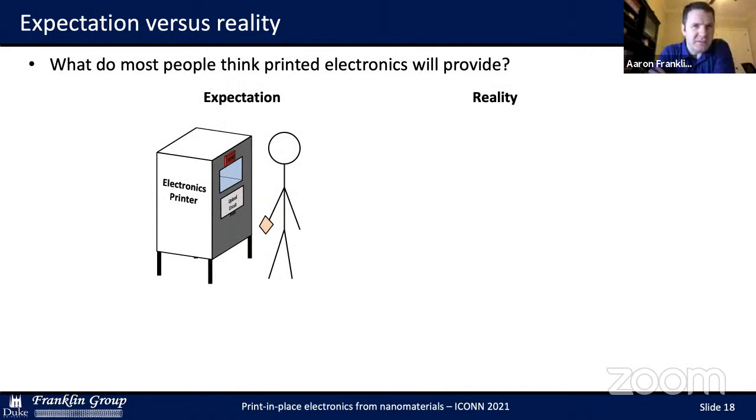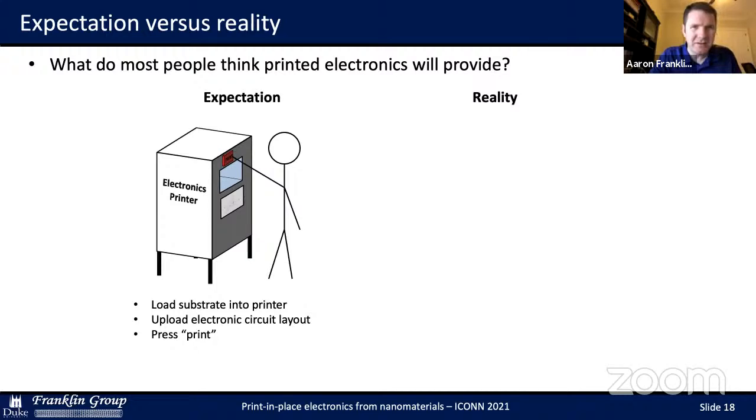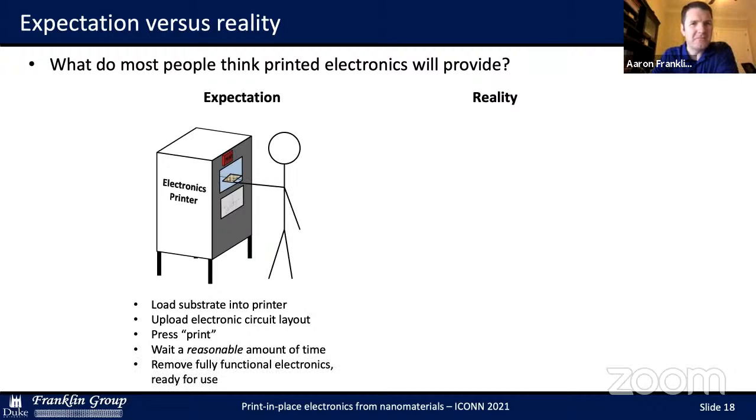I'll skip by this for the sake of time. I really want to be able to set the stage with the last couple of papers I'll show you that we've worked on based on this motivation. So most people, if you ask them what is meant by printed electronics, they would have the vision that I show in this little cartoon, where someone comes up to a printer, they load a substrate into the printer, they upload a certain electronic circuit layout that they want to print, and then they simply press a print button. And at the end of some amount of time, they would end up removing a fully functional electronic circuit from the printer.